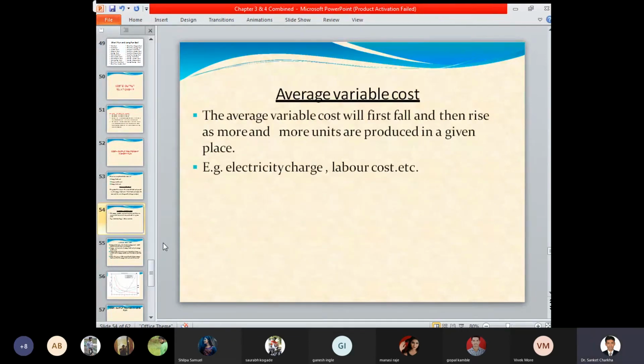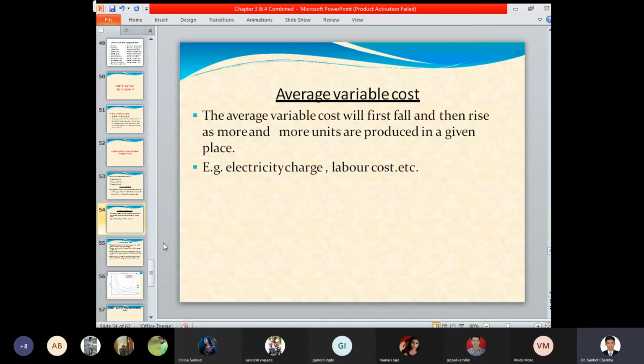Average variable cost. In terms of variable cost, the average variable cost will first fall and then rise as more units are produced in a given period. So here in this case, whenever we say that variable cost is in existence, it changes as per your consumption. Whenever the consumption of a particular person increases or decreases, accordingly the average variable cost also increases or decreases. Examples of average variable cost are electricity charges, labor charges, telephone charges, and so on, or insurance premium, whatever you are paying for.